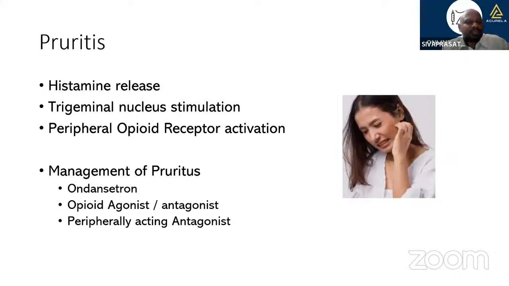Coming to management of pruritus, the most effective one is ondansetron, and especially in case of patients who have pruritus with neuraxial opioids, opiate agonist antagonists like pentazocine, nalbuphine, and these drugs also can prevent the pruritus. And now research is into peripherally acting antagonists which can reverse these effects. Naloxone also can reduce pruritus, but the problem is it will reduce analgesia also.